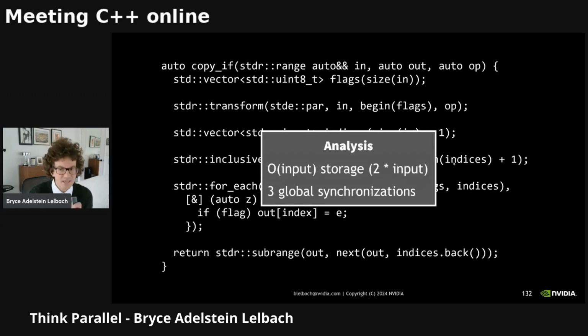Now, this implementation needs a lot of temporary storage, on the order of magnitude of twice the size of the input. It also uses 3 parallel passes, which means we have 3 global synchronizations, 2 of which we'd hope to avoid.